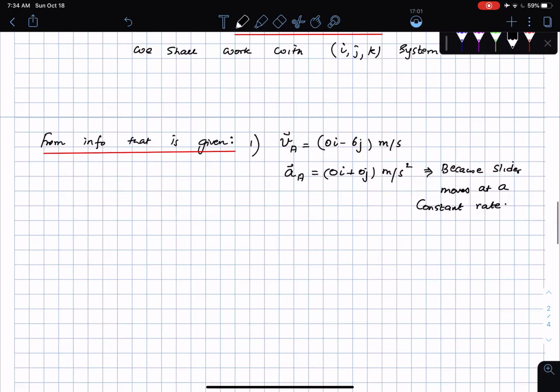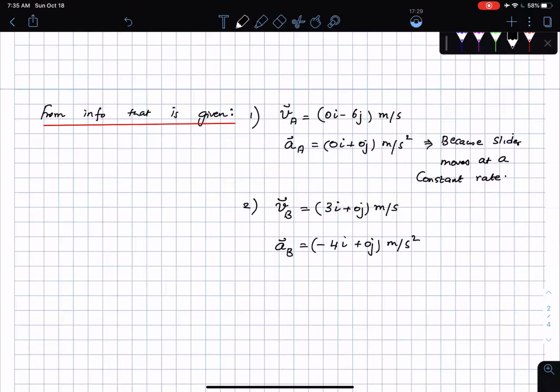Then the other piece of information that I was given was that the velocity of the block was pointing to the right, and this was taken to be 3 meters per second. So this is 3I and then 0j meters per second. And then for the acceleration of the block, we were told the block was slowing down at a rate of 4 meters per second squared. If the block is traveling to the right and slowing down, then its acceleration is going to be in the negative I direction, meters per second squared. This was also information that was given to us.